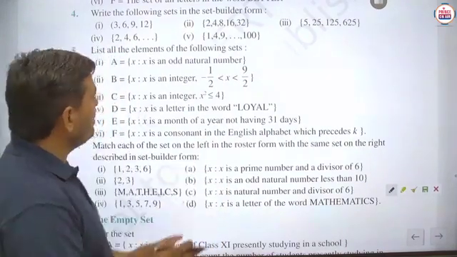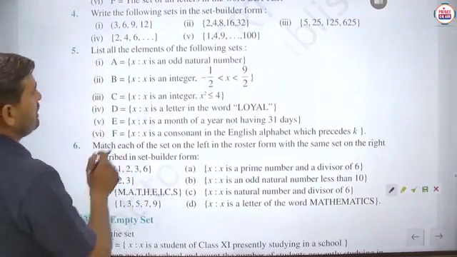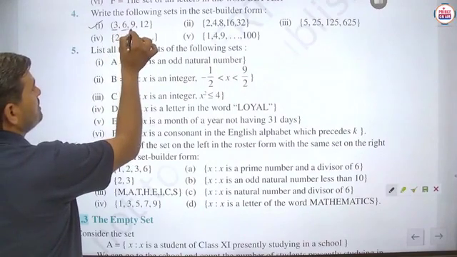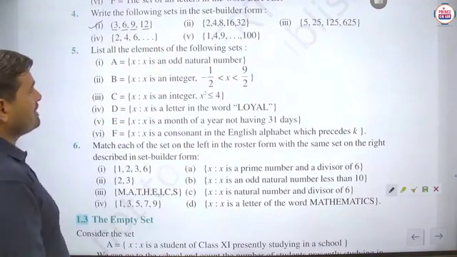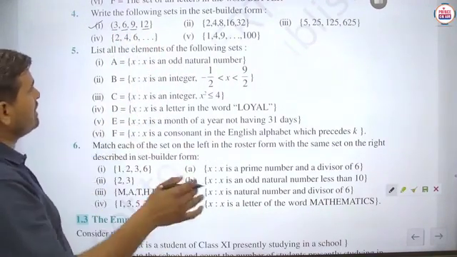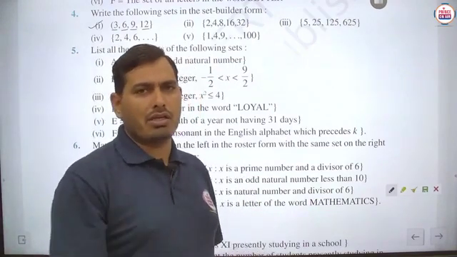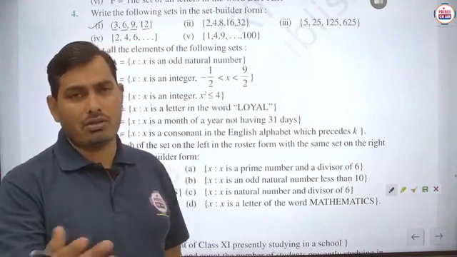So basically here the very first set is given as 3, 6, 9 and 12. This is the table of 3, and these are the multiples of 3, because 3 times 2 is 6, 3 times 3 is 9, and 3 times 4 is 12.